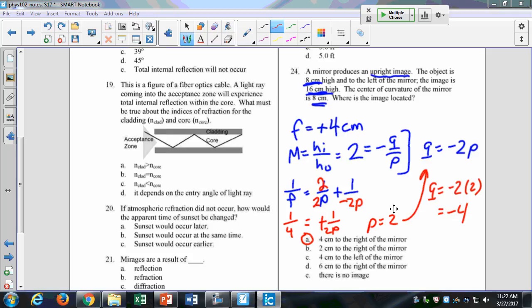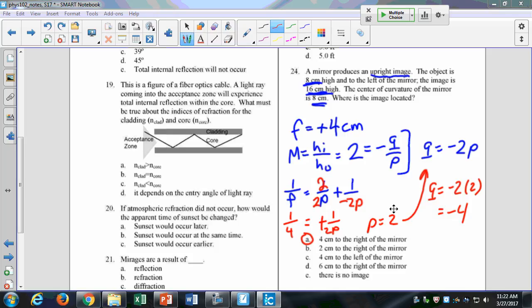Because there are several processes that go on here. First thing to do is identify what type of mirror it is. And I identify it by looking at what type of image it produces. It produces an upright image. That doesn't help me a whole lot because it can be either concave or convex. But then it also produces an image that's bigger than the object. In fact, it's bigger by a factor of 2 because 16 over 8, HI over HO, is equal to 2. And then that tells me that I have a concave mirror.